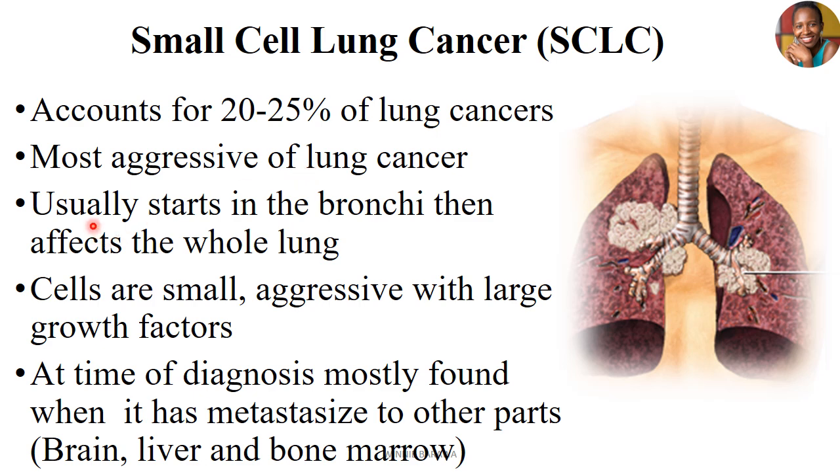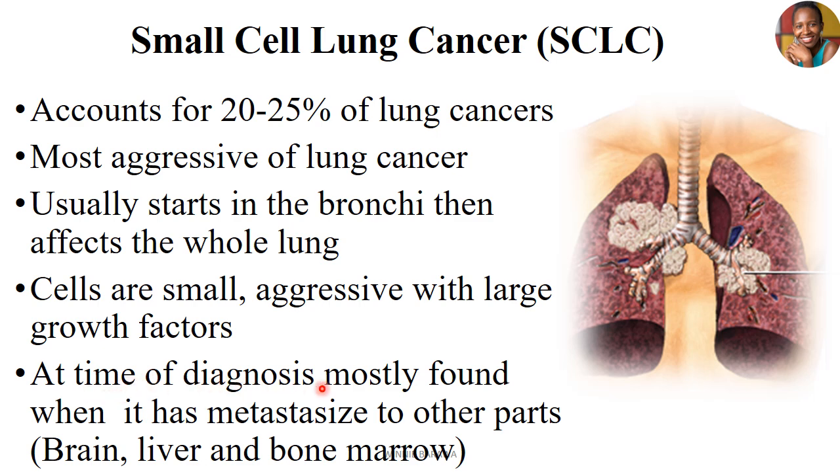Small cell lung cancer usually starts in the bronchi and then affects the whole lung. As you can see here, this cancer has begun in the bronchial areas and it's starting to enter into the lung tissues. The cells are small in this particular type of cancer. They're very aggressive with very large growth factors, meaning they grow very fast. Because they're small and aggressive and have a lot of growth factors, they have the ability to grow very, very fast and spread to other areas of the lungs.